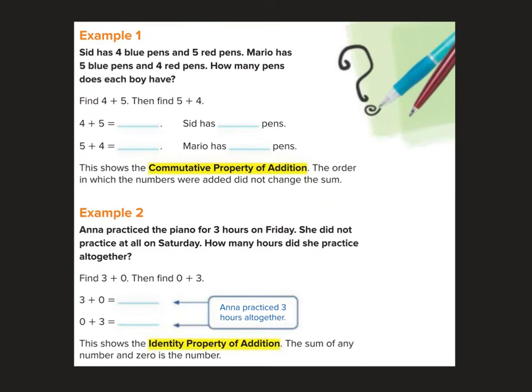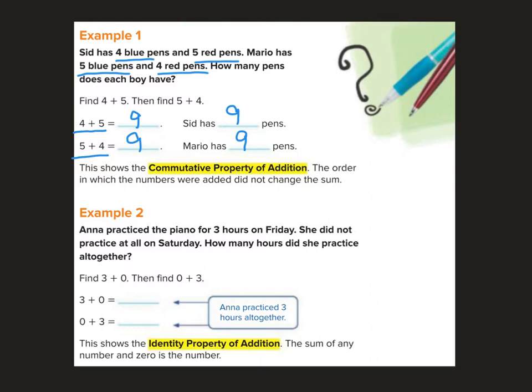Example 1. Sid has 4 blue pens and 5 red pens. Mario has 5 blue pens and 4 red pens. How many pens does each boy have? So let's find 4 plus 5, we get 9. And 5 plus 4, we get 9. Sid has 9 pens and Mario has 9 pens.